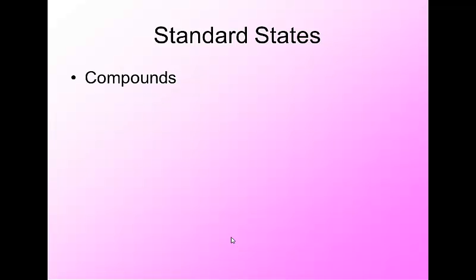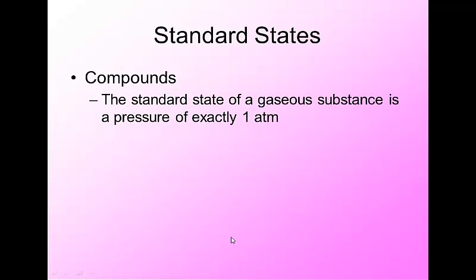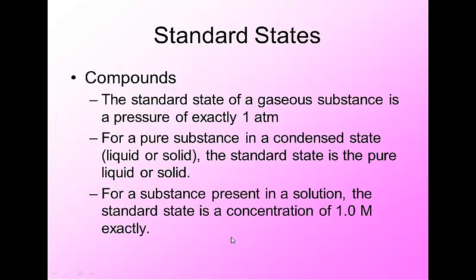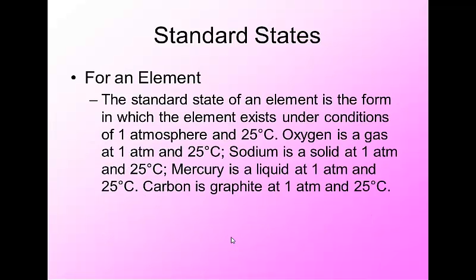Alright, so what are standard states? Compounds. The standard state of a gaseous substance is a pressure of exactly 1 atmosphere. For a pure substance in a condensed state, meaning a liquid or a solid, the standard state is the pure liquid or solid. For a substance present in a solution, the standard state is a concentration of 1 molar exactly. For an element, the standard state is the form in which the element exists under conditions of 1 atmosphere and 25 degrees Celsius. 25 degrees Celsius is room temperature.